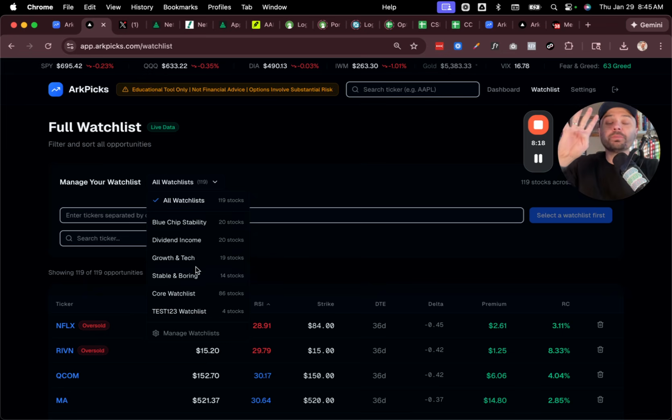So there's already 4 pre-built watch lists in here of stocks that I personally absolutely love running the Ark Options Strategy on, and those will be updated with more additional stocks as well. But they are great ones, especially if you're just getting started with the wheel strategy. But of course, go do your own research on that. But then, of course, you can always add your own watch list.